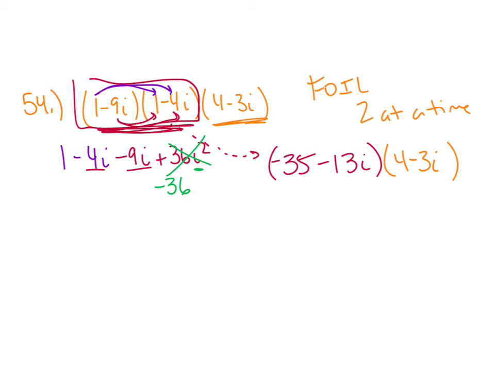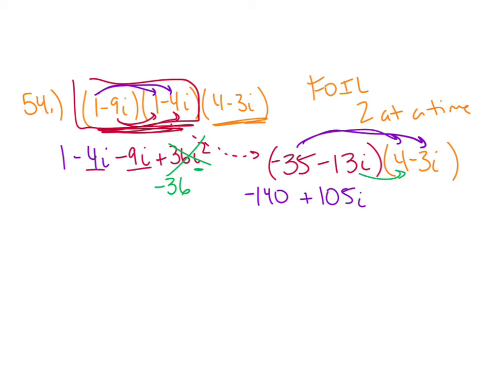Now I'm going to FOIL again. Negative 35 is going to go to 4. So negative 35 times 4 is negative 140. Negative 35 goes over to negative 3i. It becomes plus, because it's a negative times a negative, 105i.